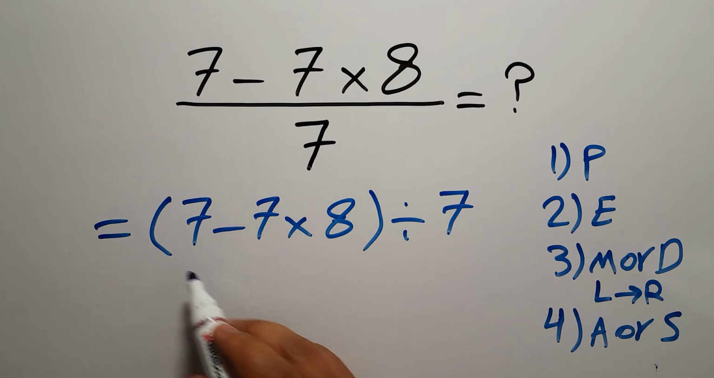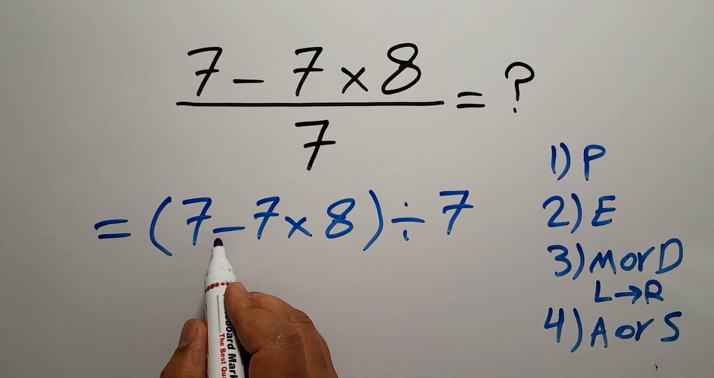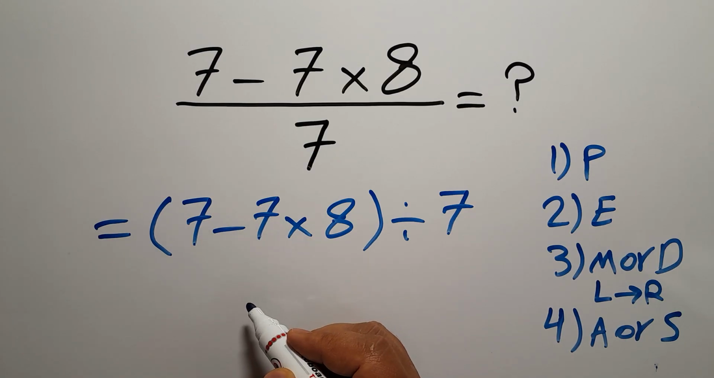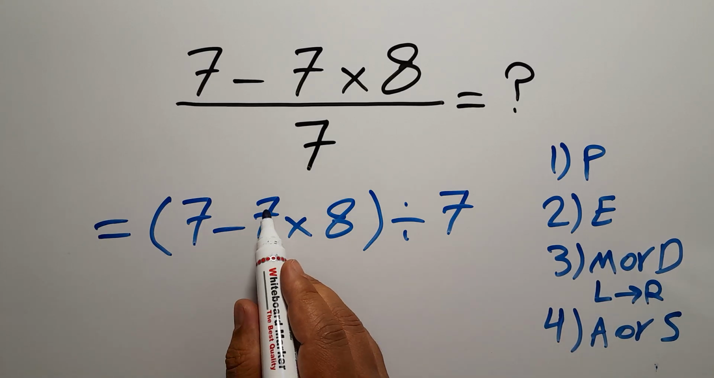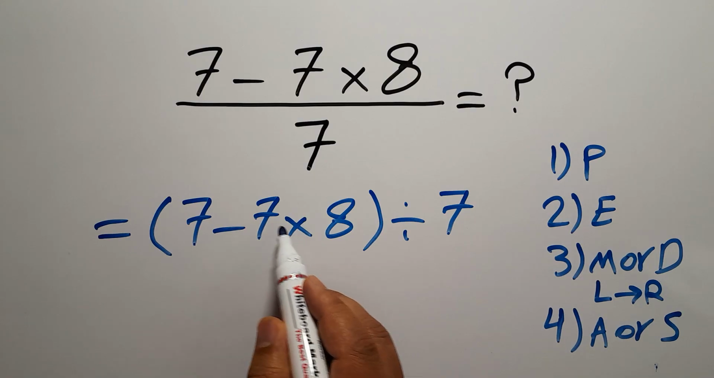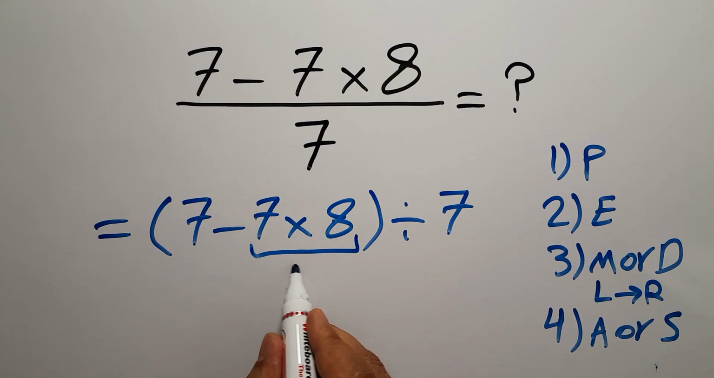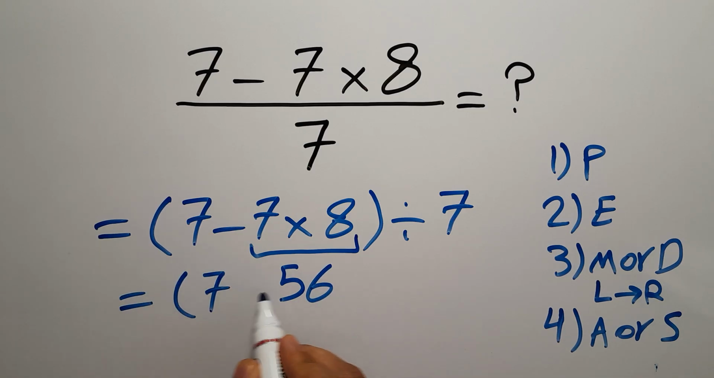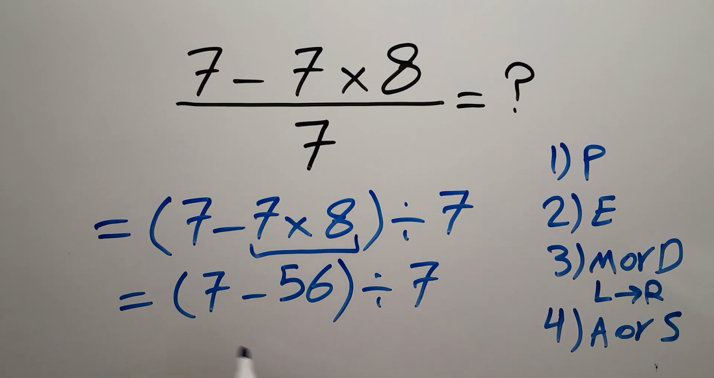So here, first we have to do this parentheses. And inside this parentheses, we have one subtraction and one multiplication. Multiplication comes before subtraction. So first we have to do this multiplication, 7 times 8, which equals 56. So we have parentheses 7 minus 56 divided by 7.